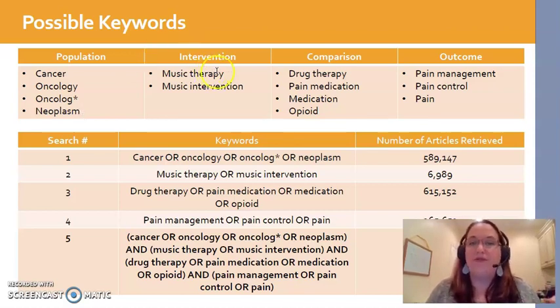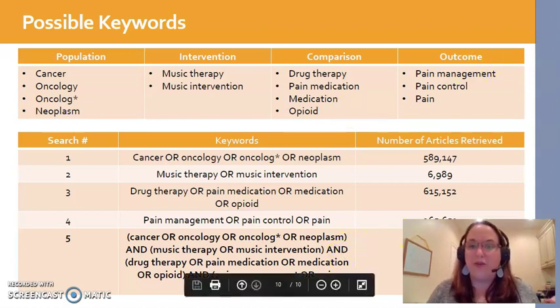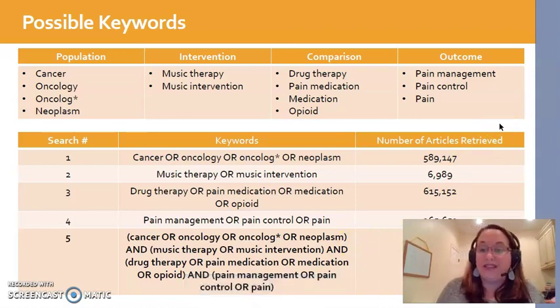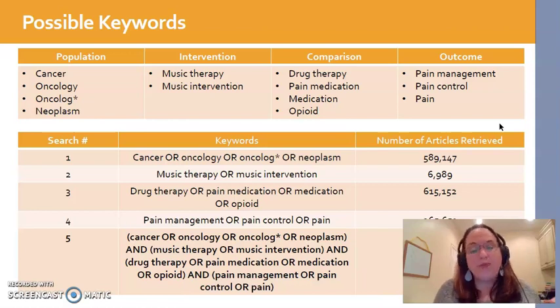For intervention, I did music therapy, music intervention. Comparison, I listed a couple of things in my brainstorming session. And then for my outcome, I put pain management, pain control, or just plain pain, because I don't really know how authors have listed these as far as keywords go. You've got to think of it like a filing cabinet. I don't know which exact filing cabinet the articles are going to be filed in. So the more options I give myself, the better chance I am at finding exactly what I need.